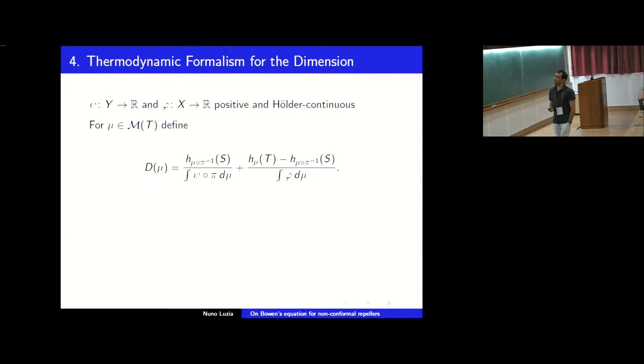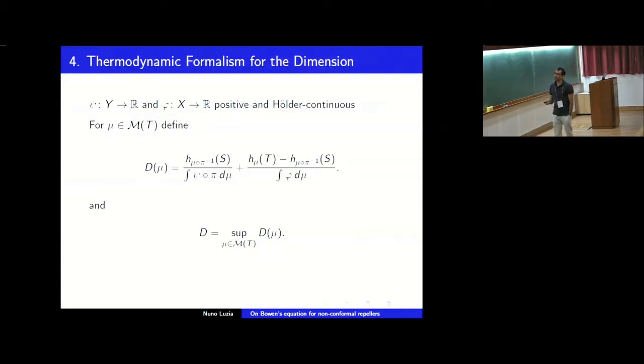So for a measure in the whole space, you define this quantity here, which we have seen before, okay? If mu is an ergodic measure, you can interpret this expression here as its dimension, the dimension of the measure, okay, as before. And you consider the supremum of this quantity over all invariant measures, which we call D, okay? This D might be interpreted as the Hausdorff dimension of the repeller, okay? When the variational principle for dimension holds, as in the nonlinear Lalley-Gatzouras carpets.